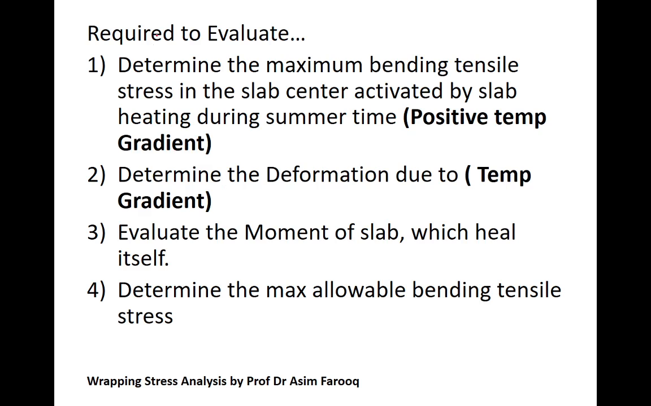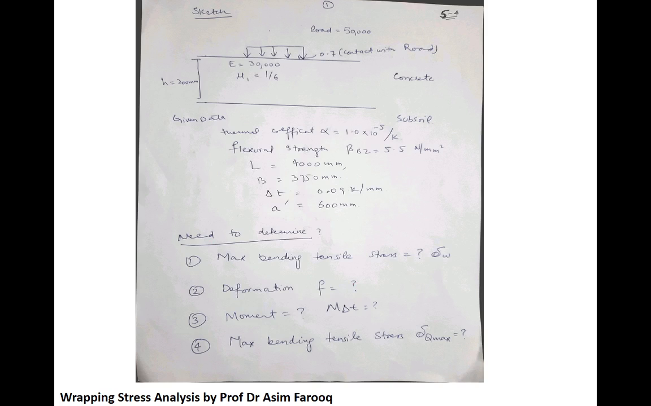So the first task is to determine the maximum bending tensile stresses. The second one is we need to determine the deformation. The third one is we need to determine the moment of the slab, while the last one is to determine whether the slab is under the allowable bending tensile stresses or not. As you can see here, a very clear picture is drawn for the solution. You can also write all the given data, and for our own ease we also write down what we need to determine, such as all those four parameters.